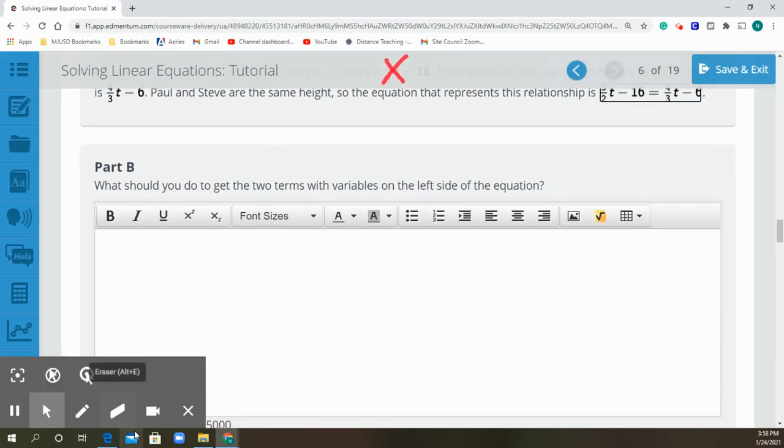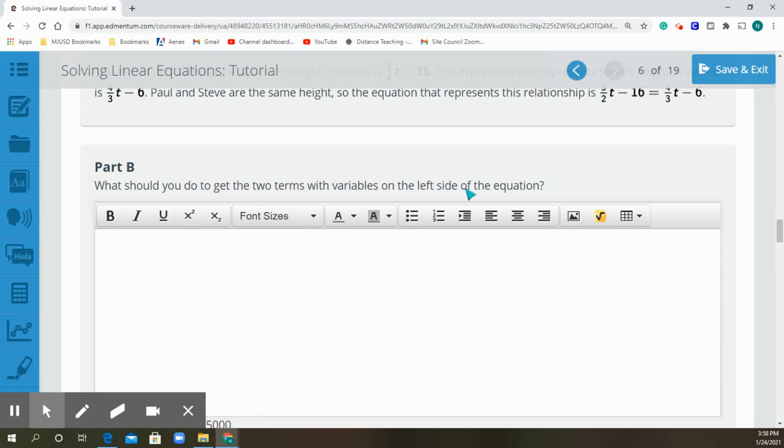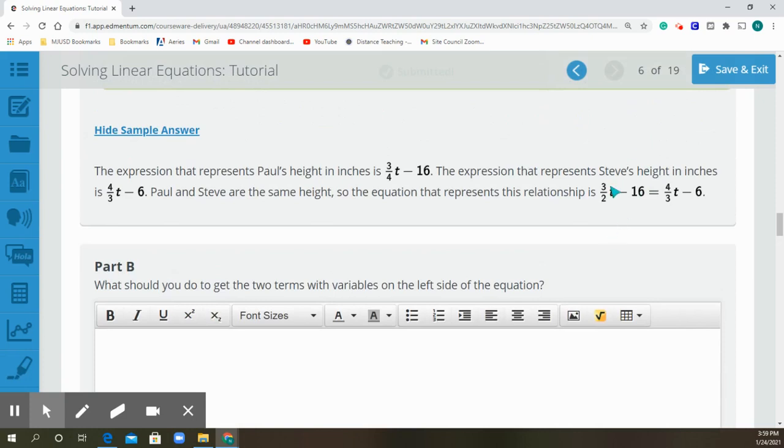So then the next question becomes, what should you do to get the two terms with variables on the left side of the equation? Variables on the left side of the equation. So that's the goal. Whenever you are trying to solve an equation, you first want to get the variables, these letters, on the left-hand side of the equation and the numbers on the right side of the equation. That's the goal. And you do that by following a couple of steps.